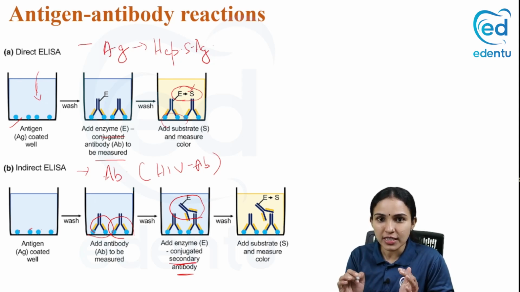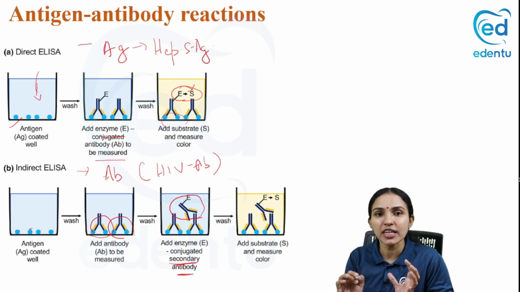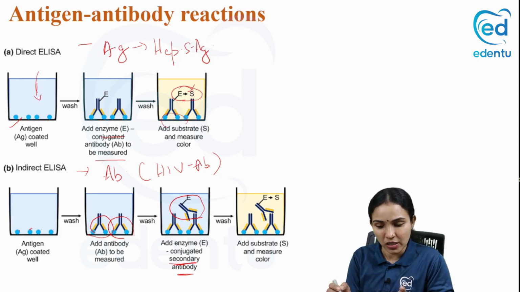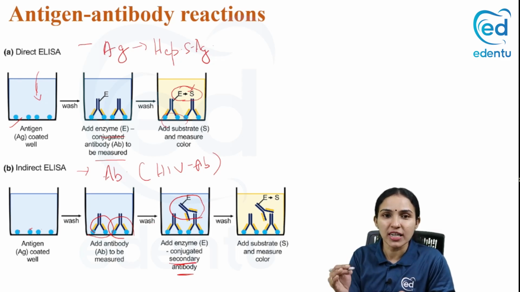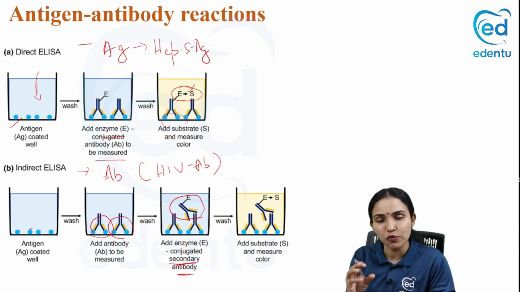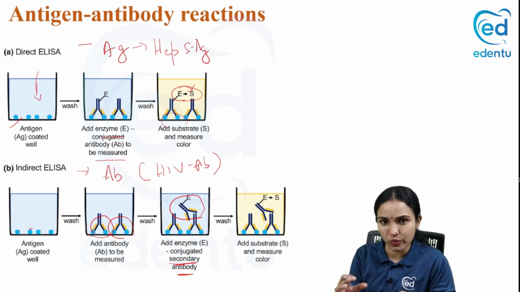Why are we sure that if color comes, there is definitely the presence of antigen or antibody? Because we are washing in between the steps. In between the steps, you are washing to remove the unbound antigens and antibodies. So only the bound fraction will be remaining in the well. If you get a positive color, a positive reaction, that indicates there is definitely a bound antigen antibody in the well. Okay, so that is indirect ELISA.